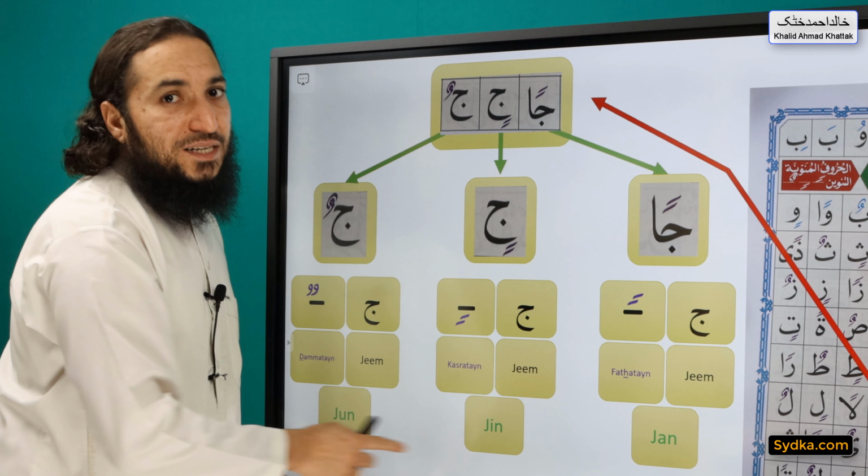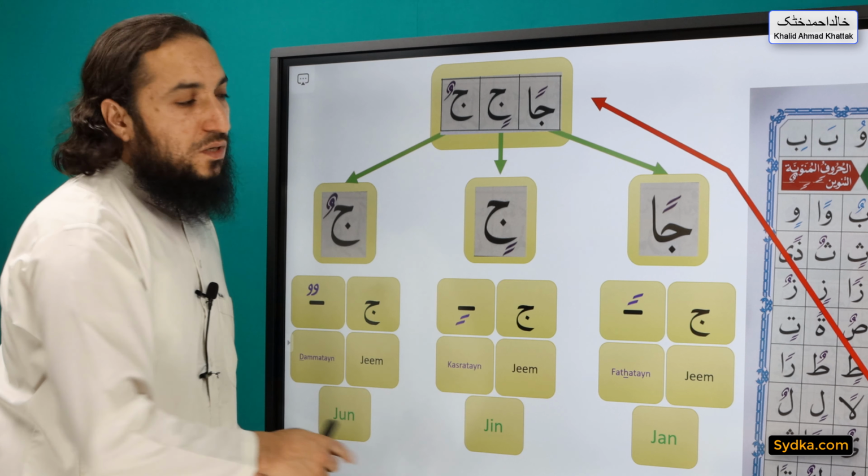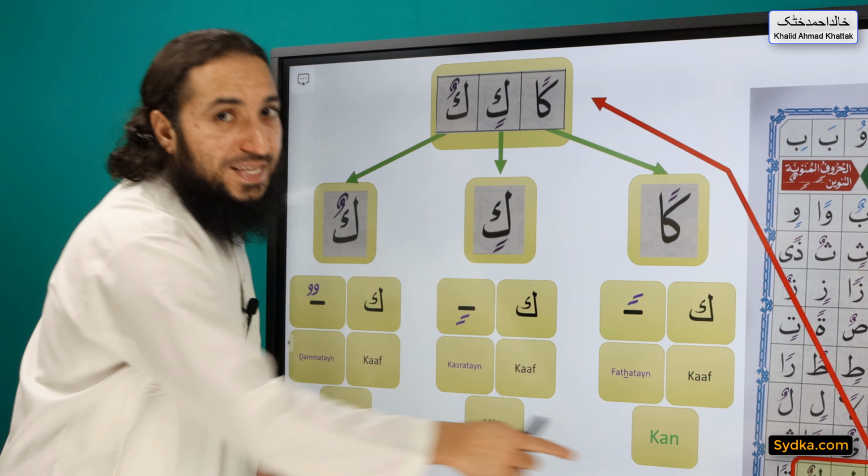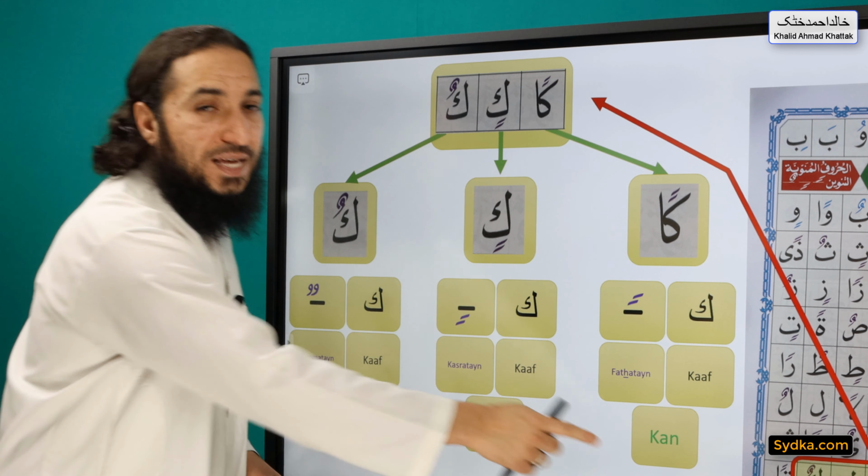Jan, jin, jun. Kan, kin, kun. Qan, qin, qun.